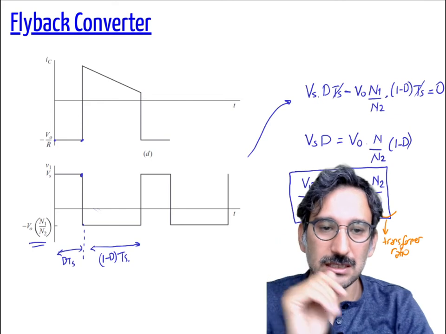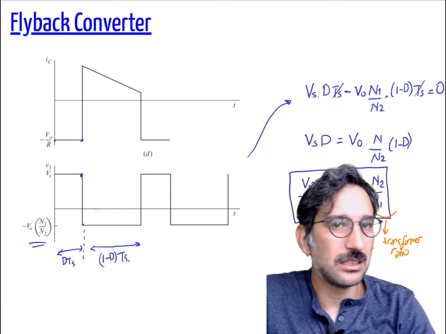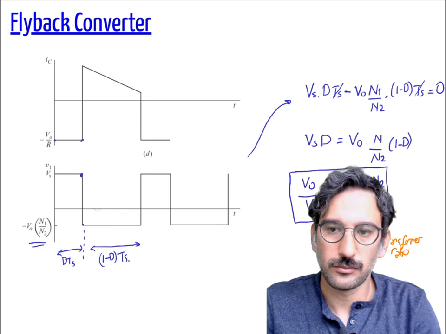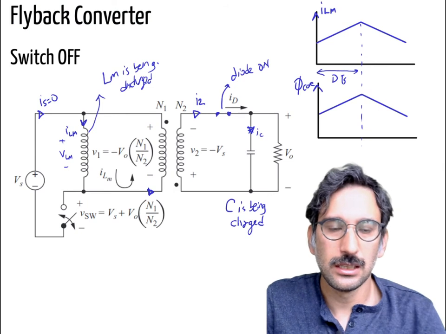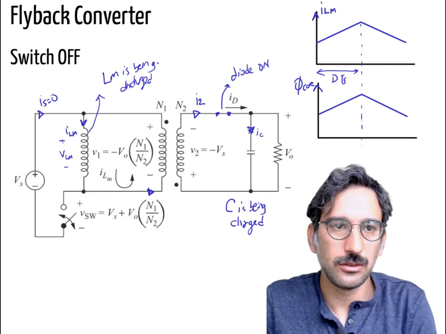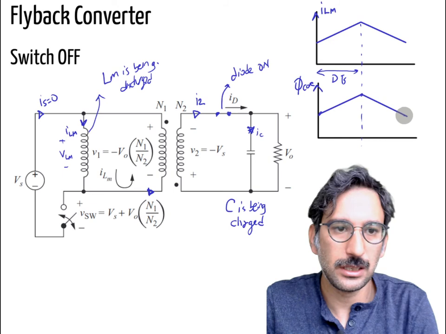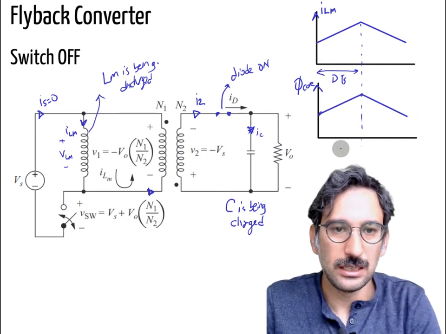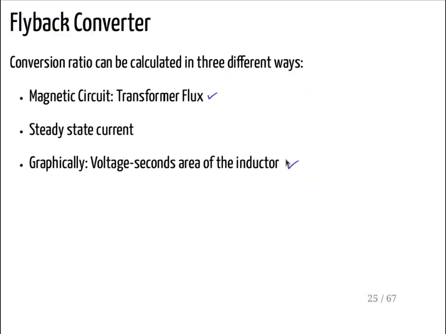Okay, so that is the flyback converter, and let's do the same calculations for the sake of completeness from other parameters as well. Let's calculate it from the flux circuit. Our flux increases in the core during the on period, and it is reduced linearly during the discharging period. Let's write that area of the flux.